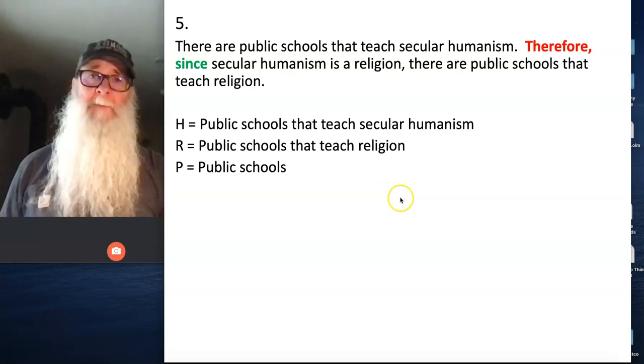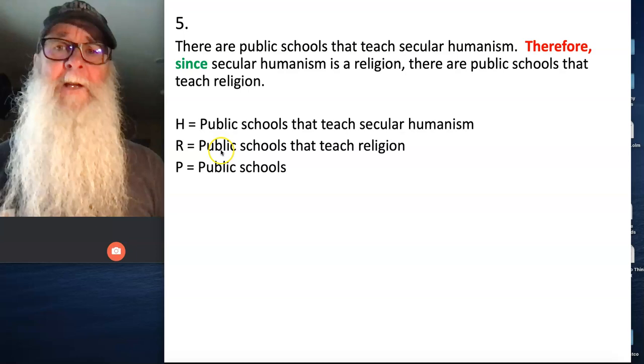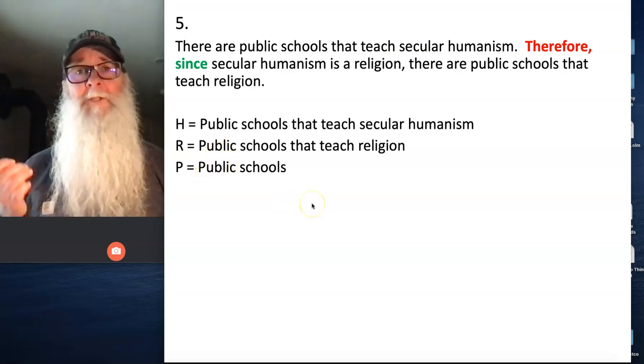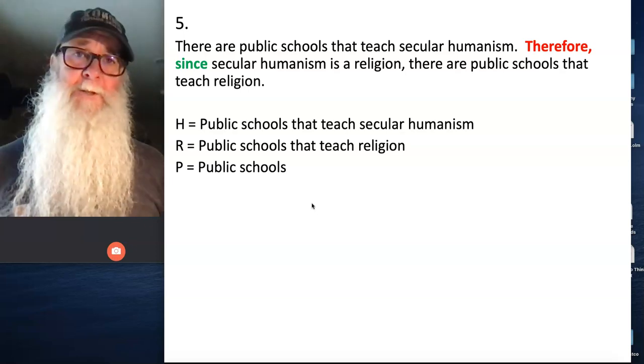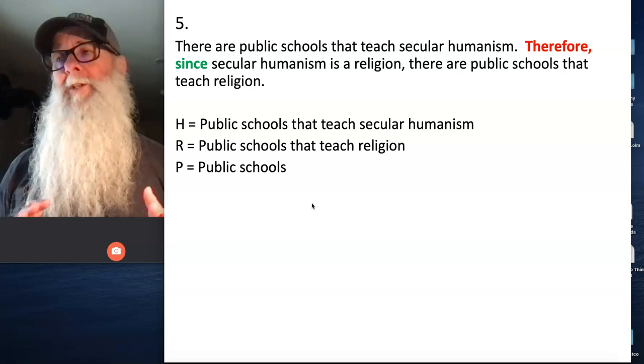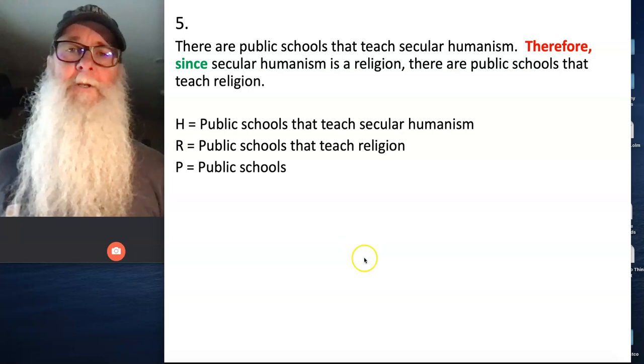I chose to represent the terms of this argument as follows. H represents public schools that teach secular humanism. R represents public schools that teach religion, and P represents public schools. If you chose different letters to represent the terms of this argument, that's okay. You just want to create for yourself a little cross-reference so that you can compare your argument with the one that I'm going to show you here.